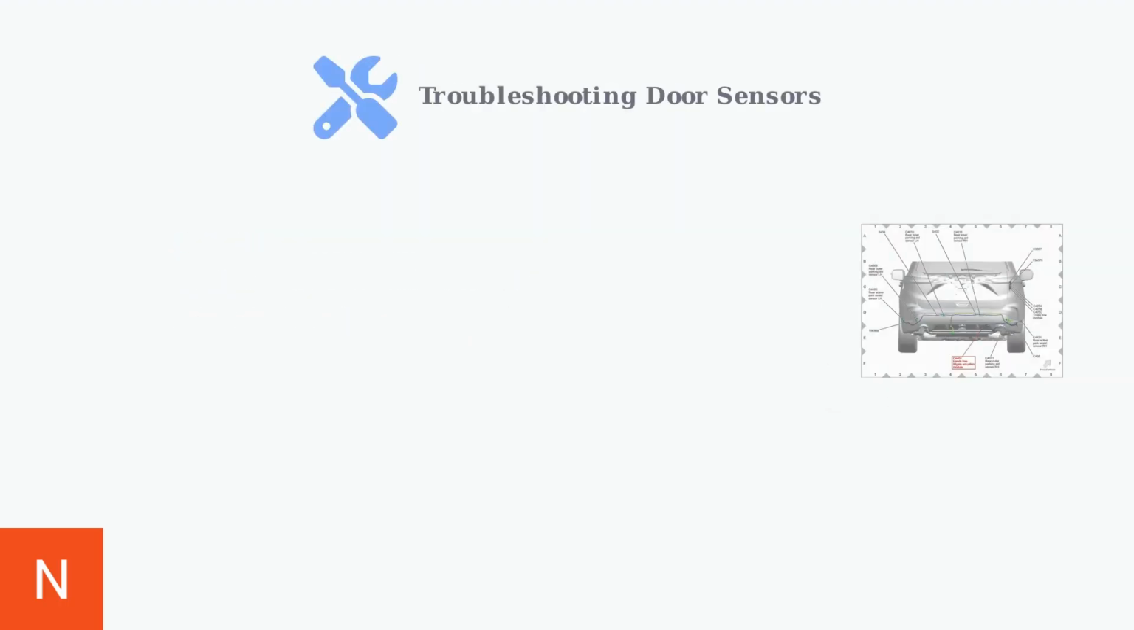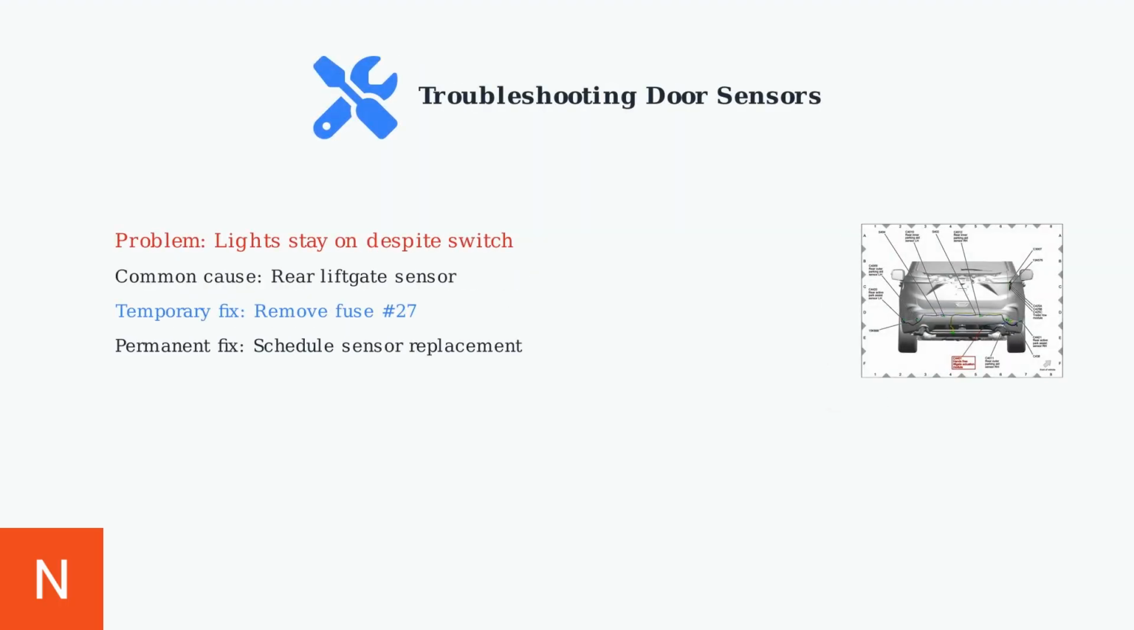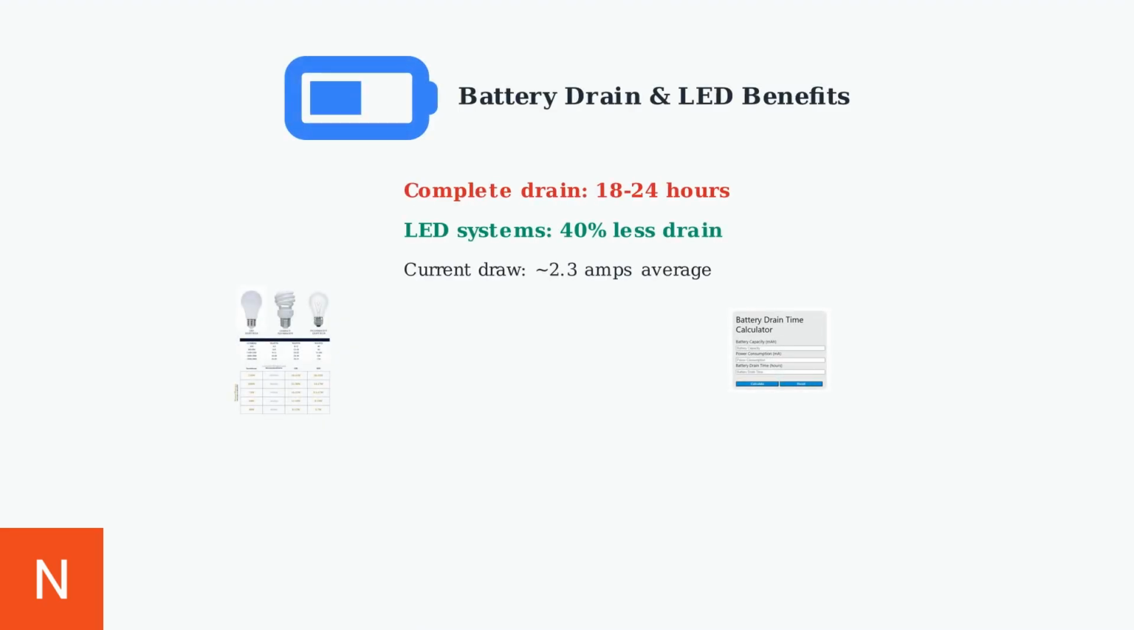If interior lights won't turn off despite switch position, the most common cause is a door sensor malfunction, particularly in the rear liftgate area. Understanding battery drain is crucial. Interior lights left on will completely drain your battery in 18 to 24 hours. However, LED systems reduce this drain by 40% compared to older incandescent bulbs.